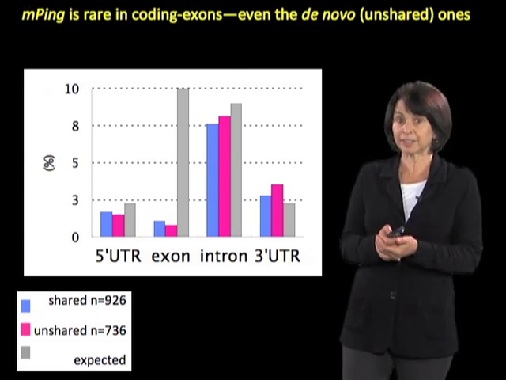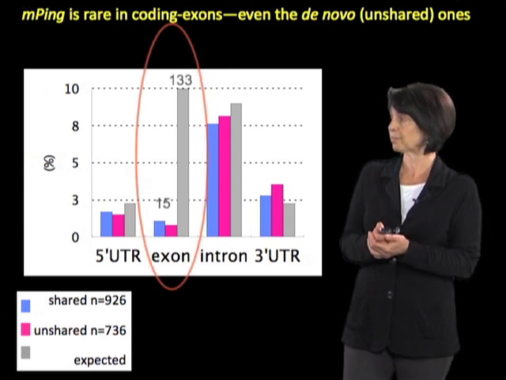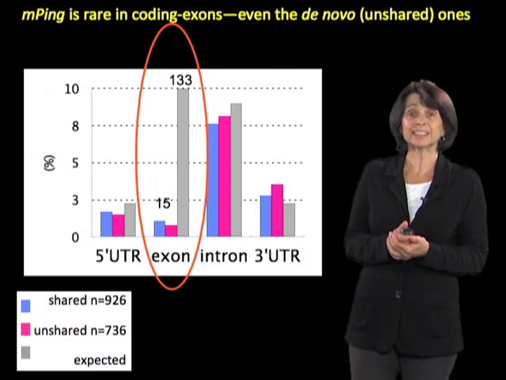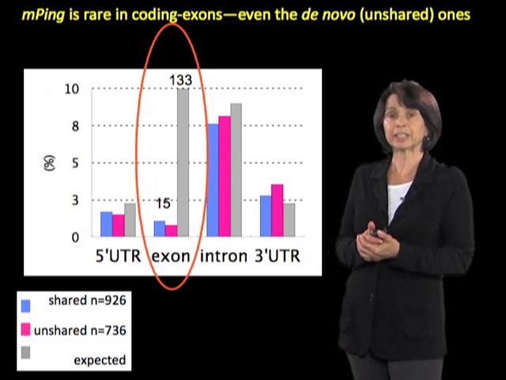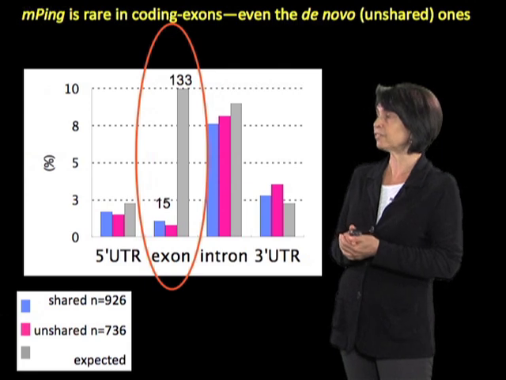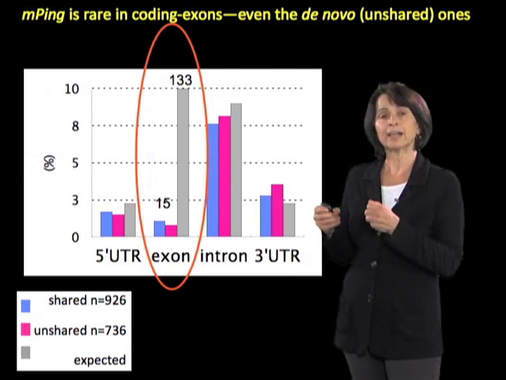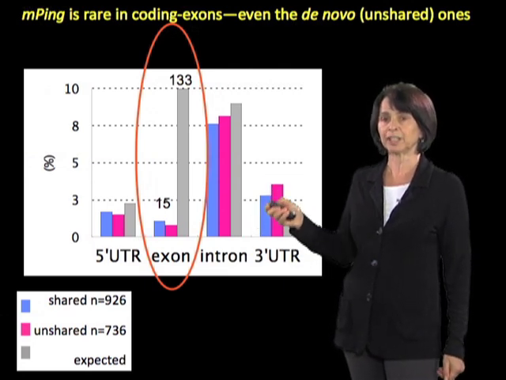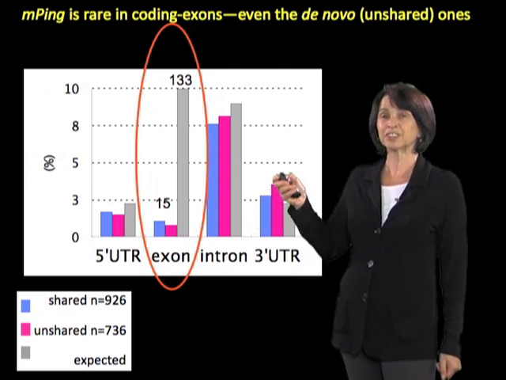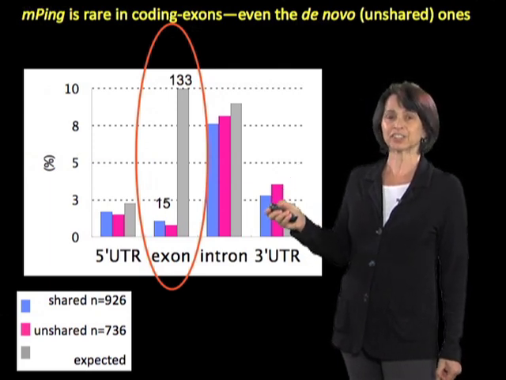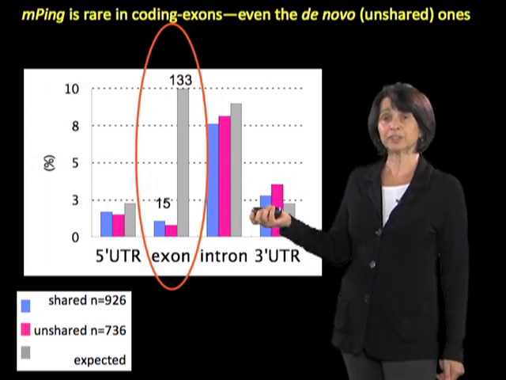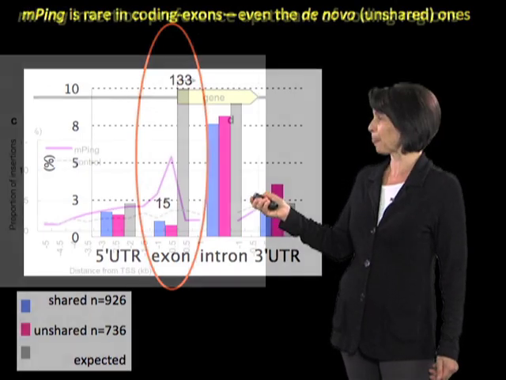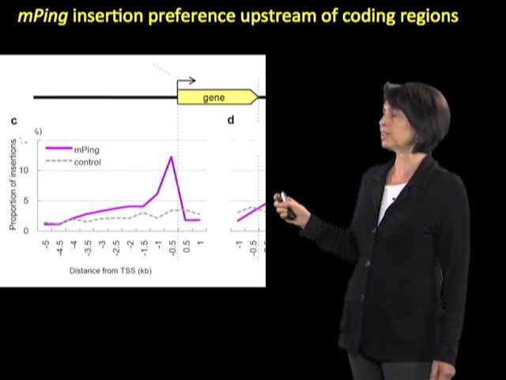The only thing that really stands out on this histogram is this: we find that there are far fewer insertions into exon sequences than we would expect by chance. Almost 10-fold fewer insertions, both the shared and the unshared. And the unshared is significant because it tells us that Emping prefers not to insert into exon sequences. How it knows exon from intron, we can only speculate at this point, and I'll speculate a little later. So Emping has another insertion preference.